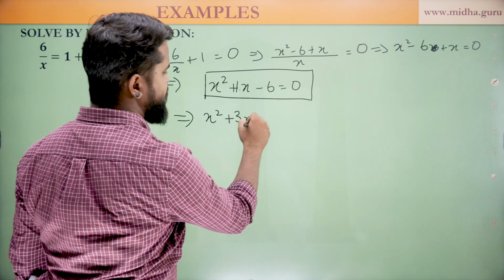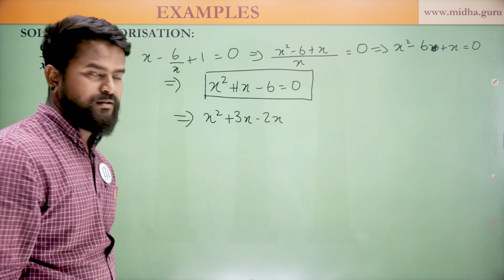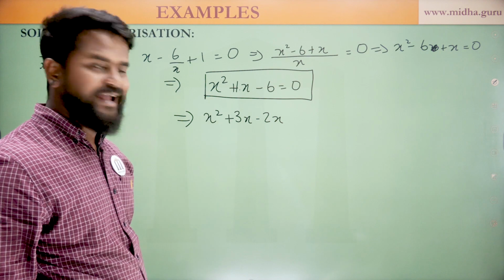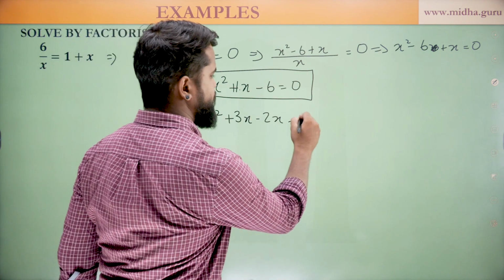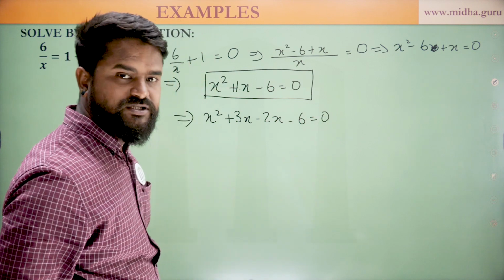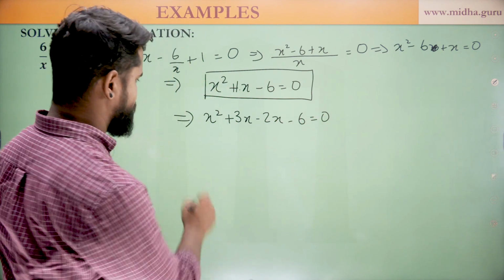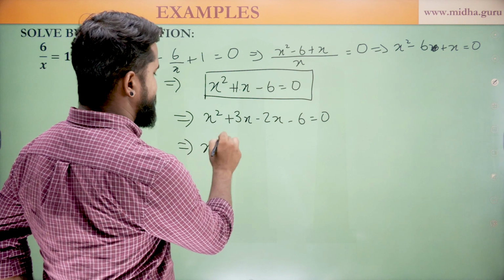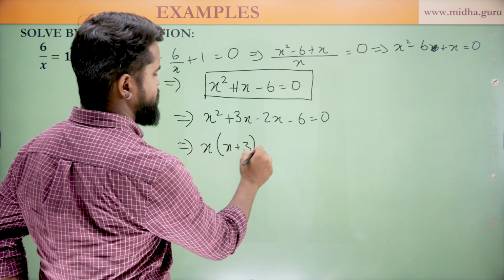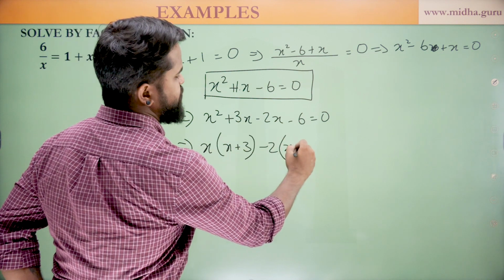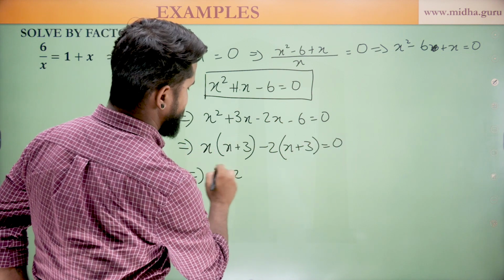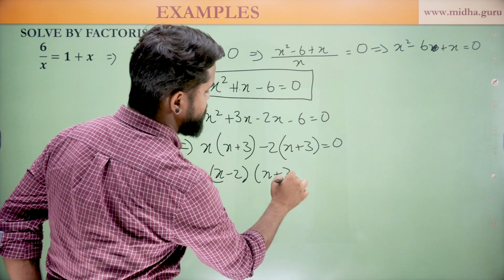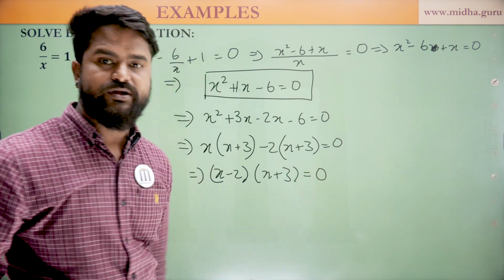So I write 3x minus 2x. When you add both of them, you get x. When you multiply both of them, you get minus 6 into 1. So I write minus 6 is equal to 0. So now I have split the middle term. Apart from that, I take x as common, I get x plus 3. Here I take minus 2 as common, I get x plus 3. So then x minus 2 into x plus 3 is equal to 0.